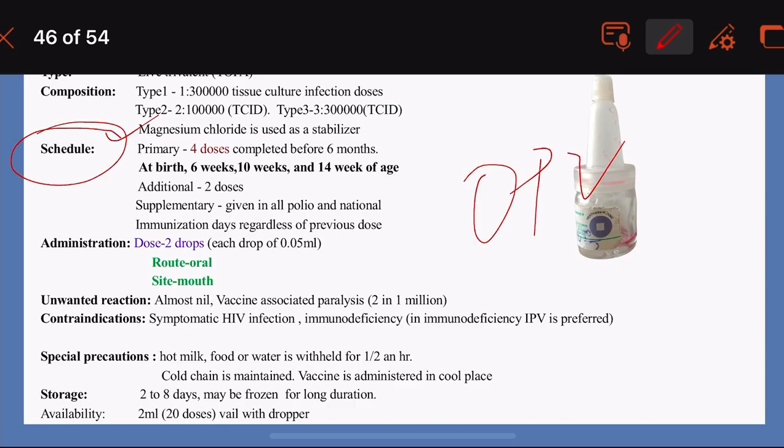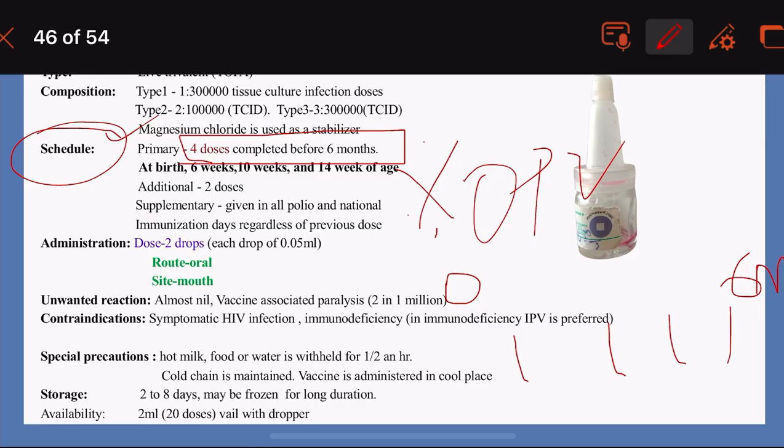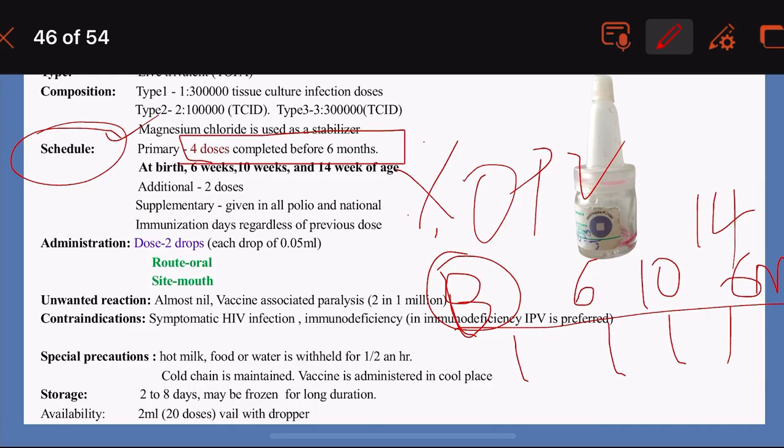And let us discuss the schedule. This is important. The primary 4 doses are completed before 6 months of age. Okay, 0 to 6 months, 4 doses are completed. The first dose is at birth. The second dose is at 6 weeks, the third dose at the 10th week, and the last dose at 14 weeks of age. 0, 6, 10, 14.